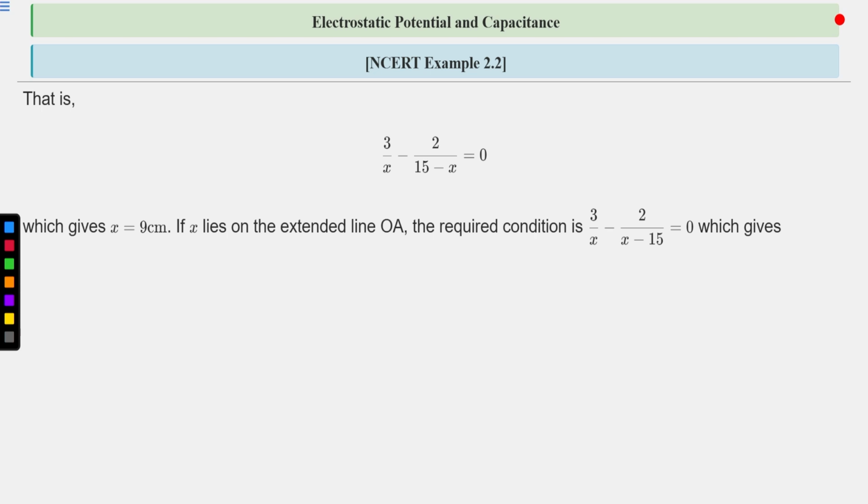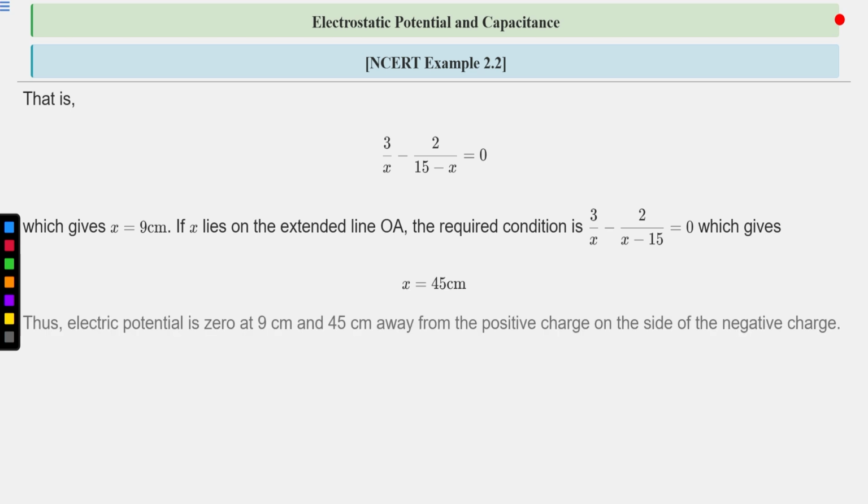Now this term changes because it is on the extended line. So point P has a distance x from the positive charge, and point P has a distance x minus 15 from point A, and this is due to the negative charge, this 2. Now solving this, we will get x equal to 45 centimeter. These are the two values: x equal to 9 centimeter and x equal to 45 centimeter.